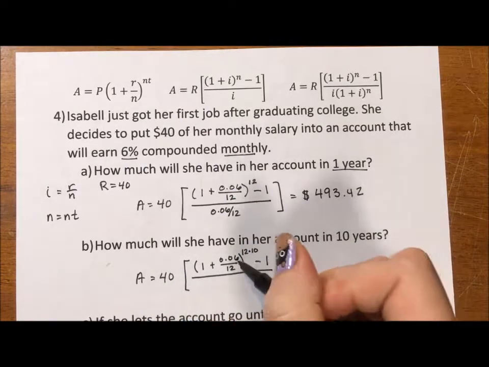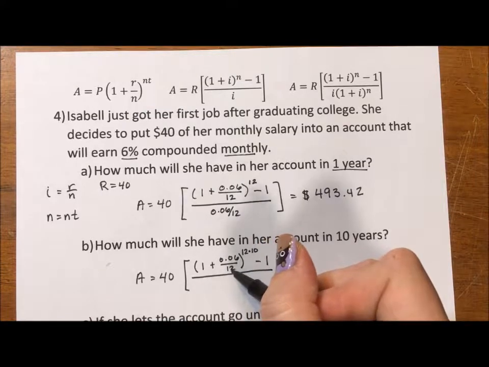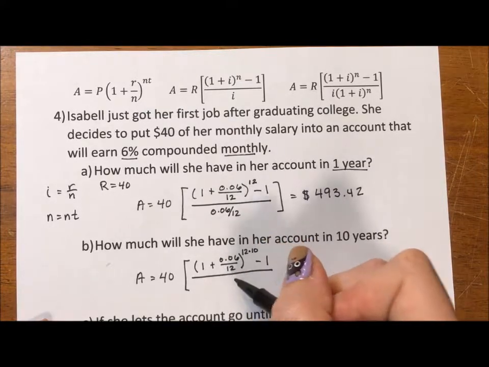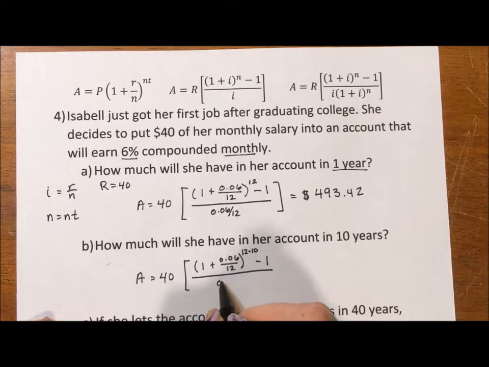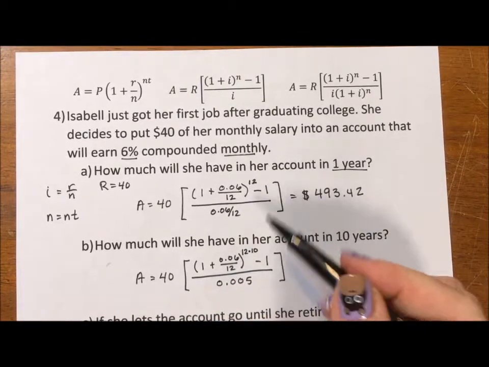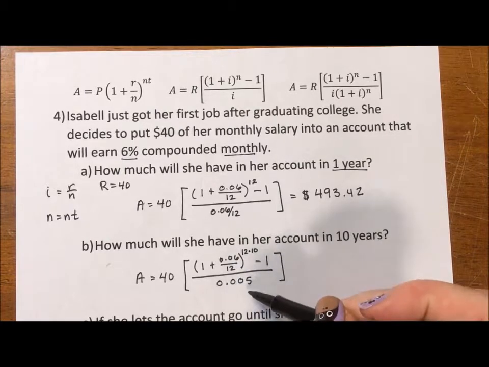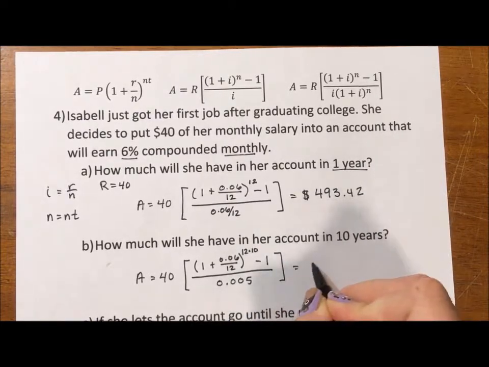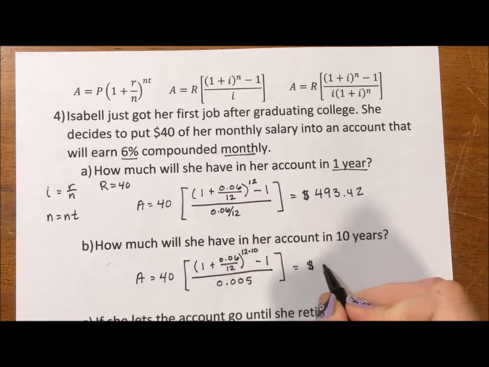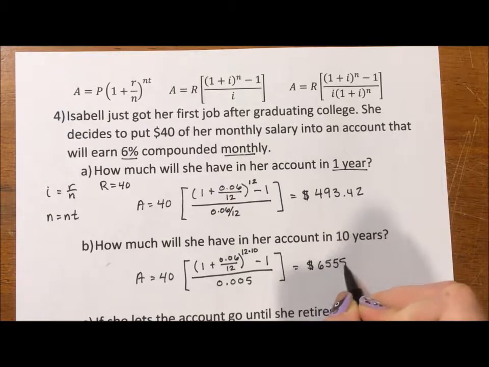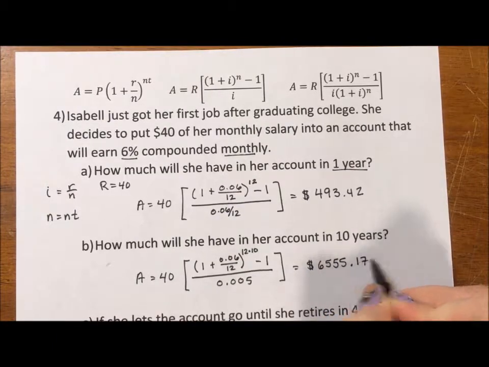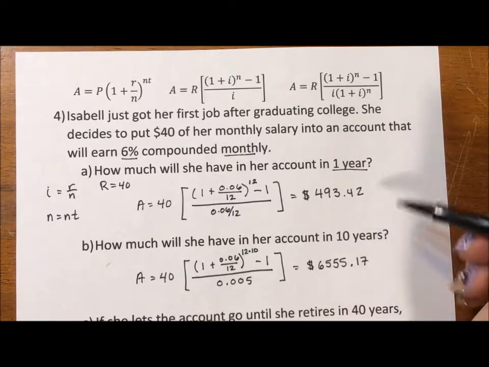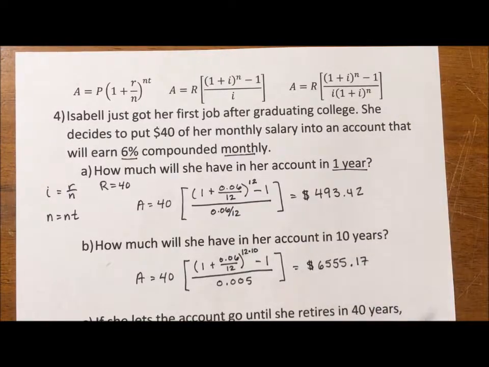So I actually have to multiply this 12 by 10. In the denominator, I want to take this 0.06 divided by 12, and I'm going to just divide it out. I'm going to simplify it. So all I need to put down here is 0.005. It helps when calculating on your calculator. Anything you can do to simplify it. You could leave it as 0.06 divided by 12. You'll get the same answer. This is just a little bit easier to look at. But after 10 years, she has $6,555.17. Notice we're rounding to 2 decimal places because that's what we do with money in this country.